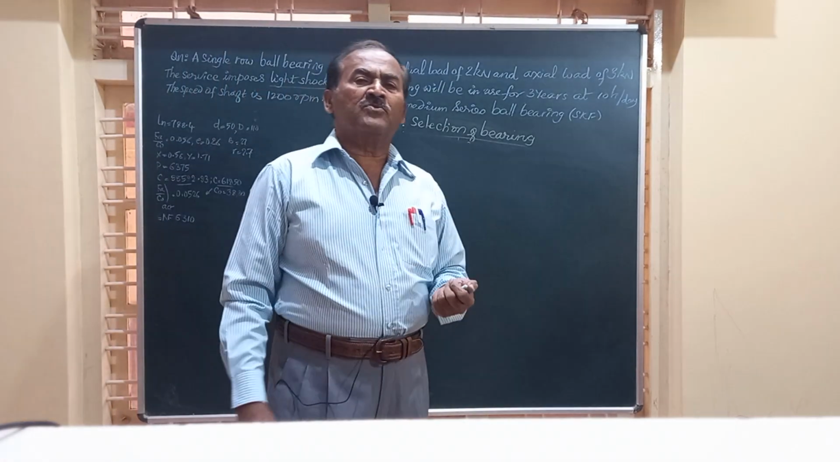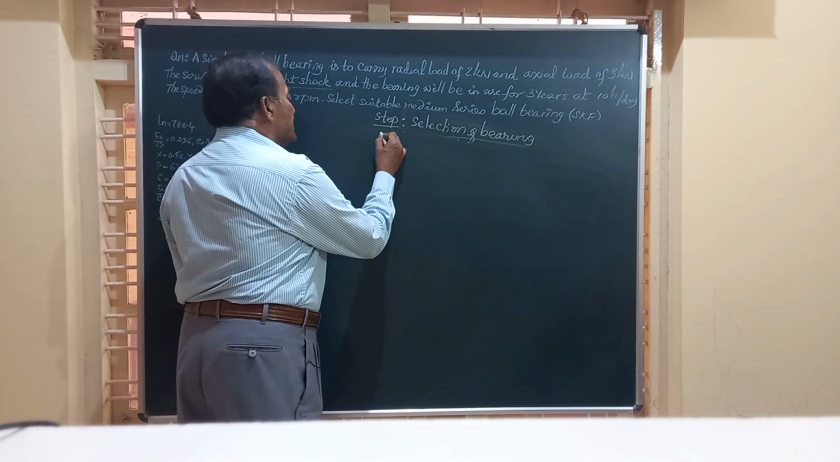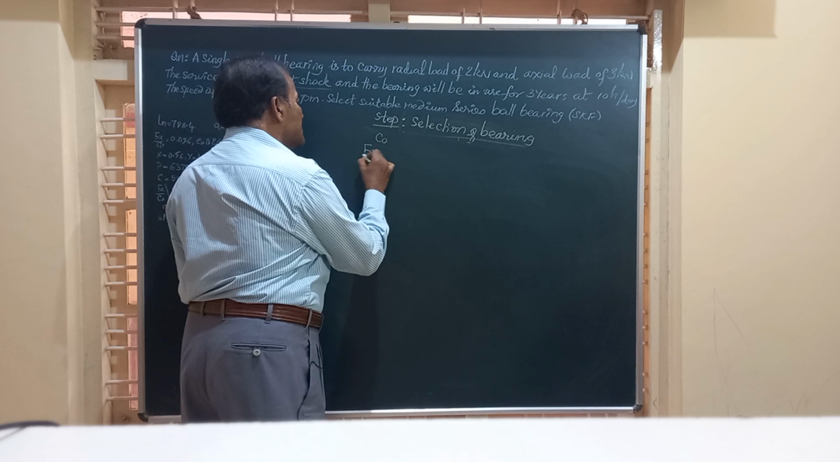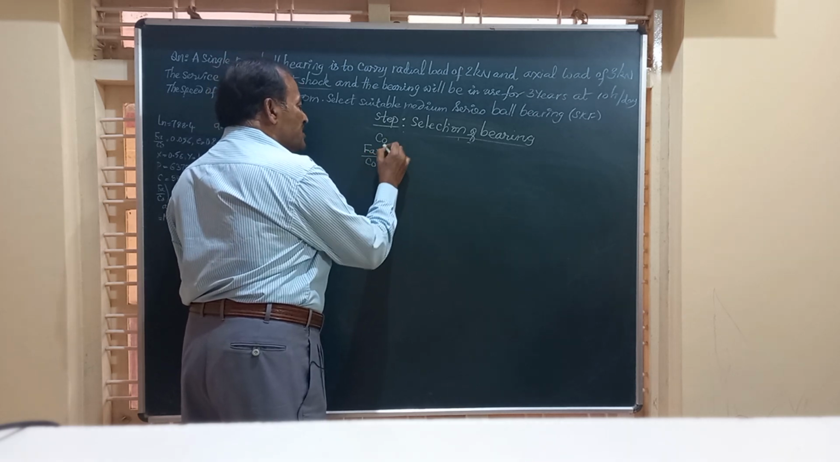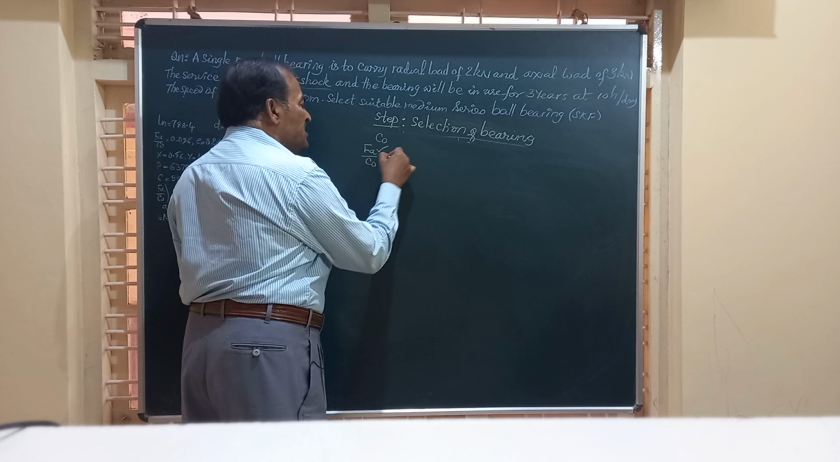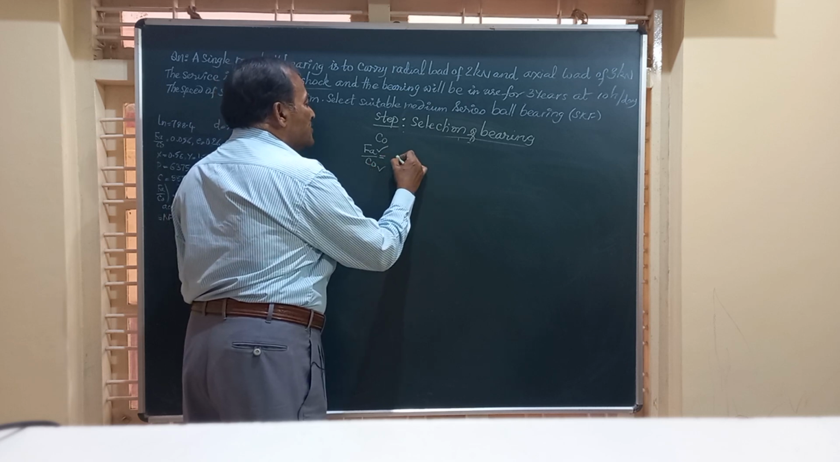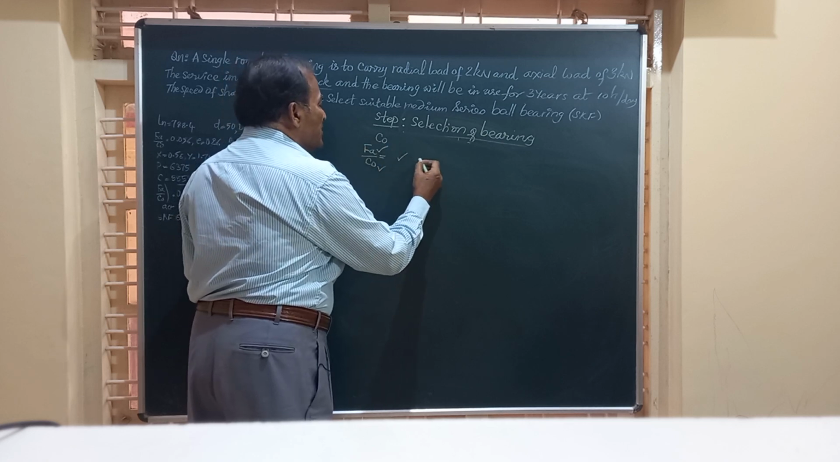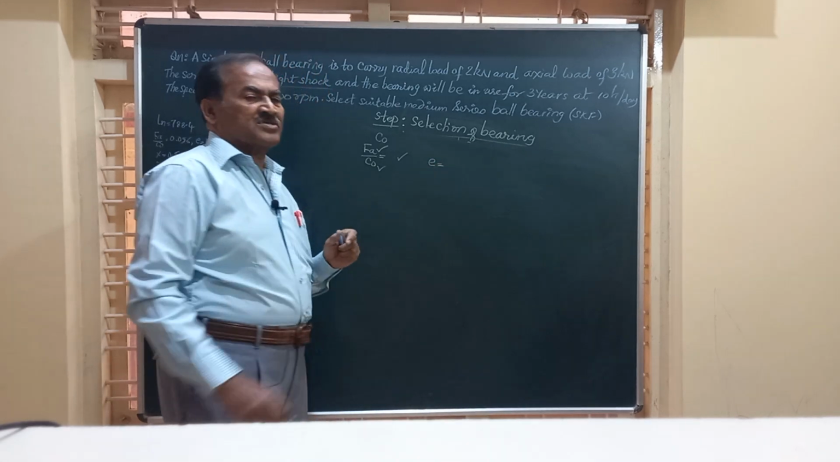Friends, when the diameter is known, you are able to get C naught from the table and you are able to find FA over C naught. So FA is given in the question, C naught is obtained from the tables based on the dia. And once you have this value, you will be able to find the constant E.